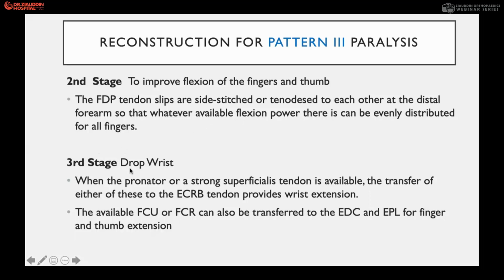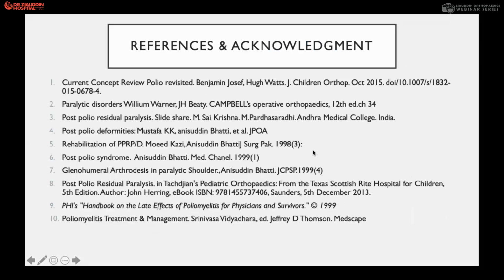Stage 3 surgery is particularly for the wrist drop, where we can transfer the muscle extensor carpi radialis brevis or flexor carpi ulnaris or flexor carpi radialis in combination with the extensor digitorum communis and the extensor pollicis longus for the flexors. Or sometimes we do the arthrodesis of the wrist joint. These are the references which I have followed, and Benjamin Joseph, mostly it is taken from Campbell's Operative Orthopaedics 12th edition and multiple literature, my own publications as well.